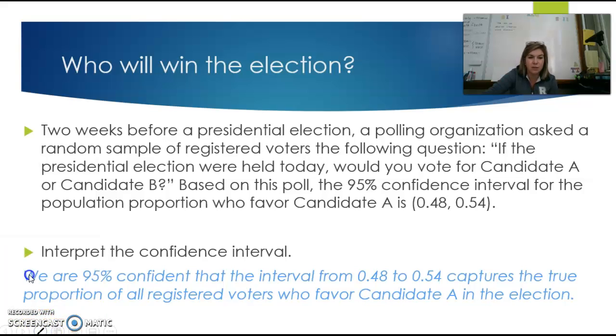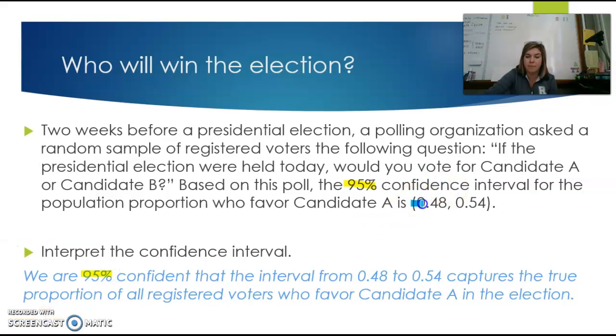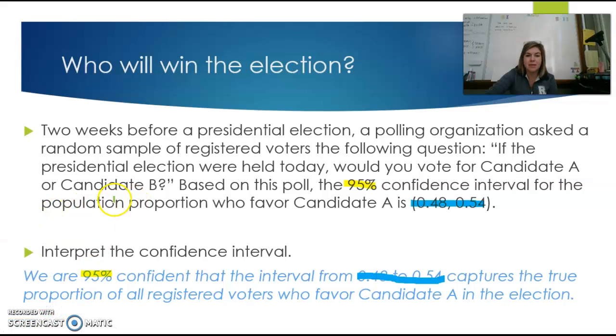So let's take a look at this. If I'm looking at my confidence interval that's usually given to me, I get my actual interval from this value, and we're going to be creating and finding what those numbers mean on our own. And then the population proportion who favor candidate A. That's what our parameter is.